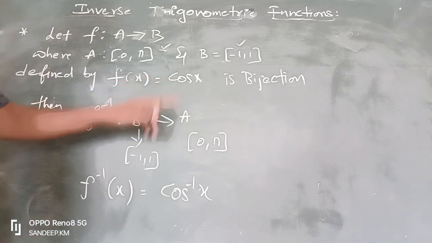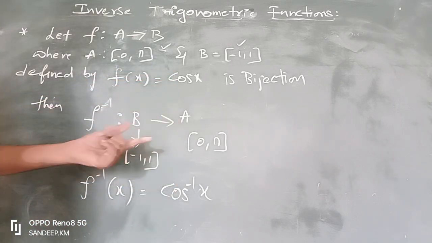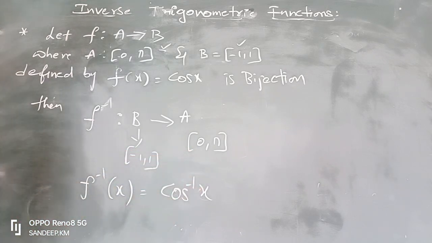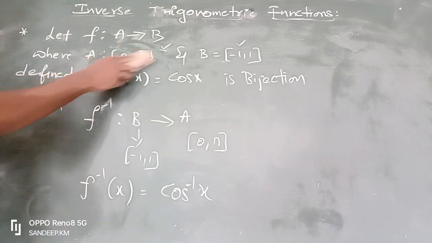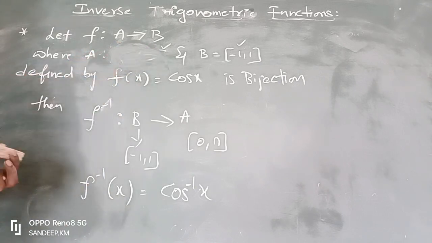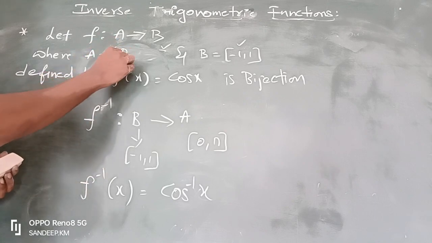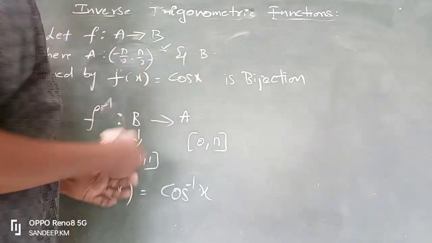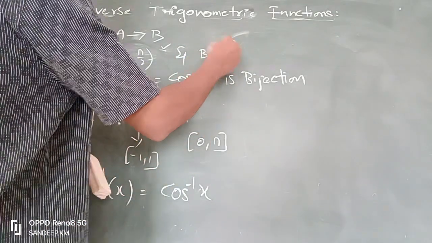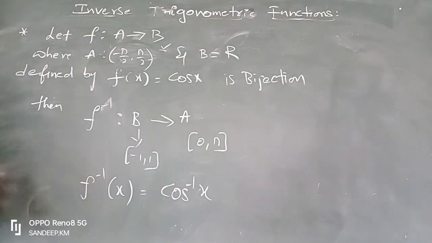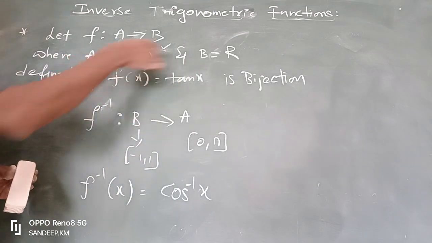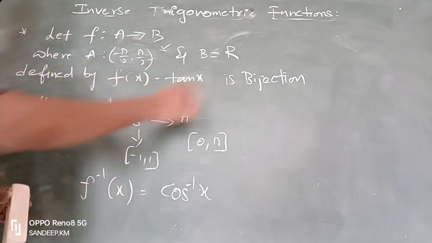The inverse function of cos x is cos inverse of x with domain minus 1 comma plus 1 and codomain 0 comma pi. Similarly, for tan x, what is the restricted domain of tan x? It is between minus pi by 2 comma plus pi by 2, and the codomain is any real number, defined by f of x equal to tan x. So in this domain and in this codomain, tan x is a bijection.